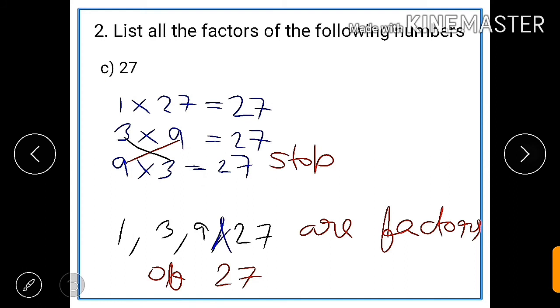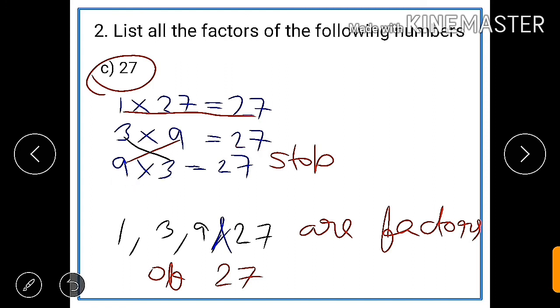Another example, let us see, that is 27. We know 1 into 27 equals 27. 27 is not divisible by 2, therefore we have not written 2. Next is 3. 3 into 9 is 27 and it is not divisible by 4 5 6 7 8, so we have just ignored those. And next one is 9, as 27 is divisible by 9, so we have written 9 into 3 is 27.